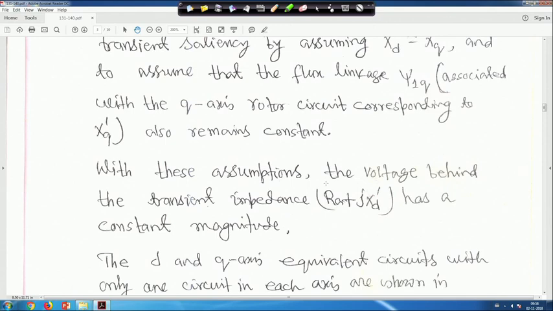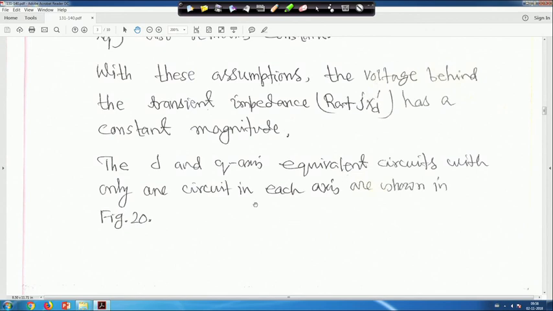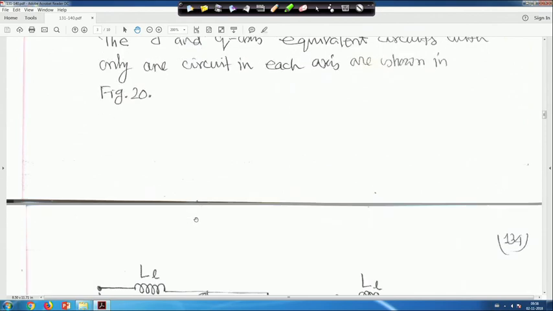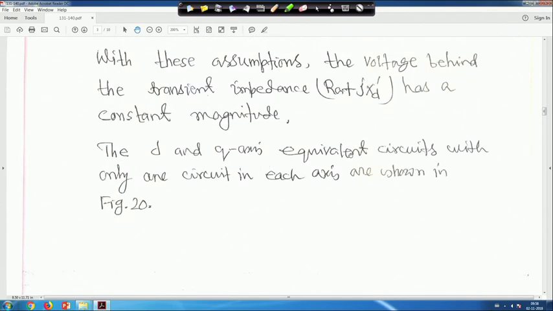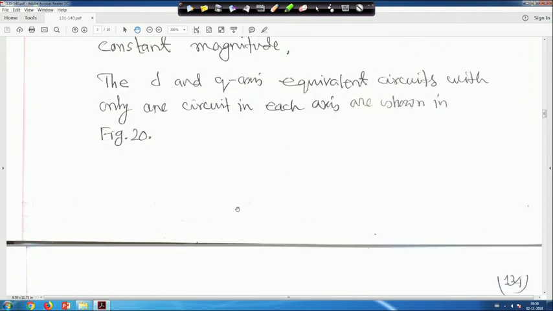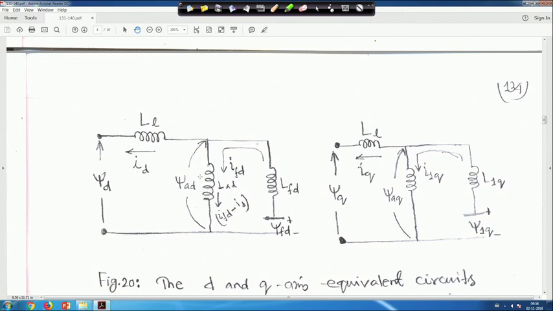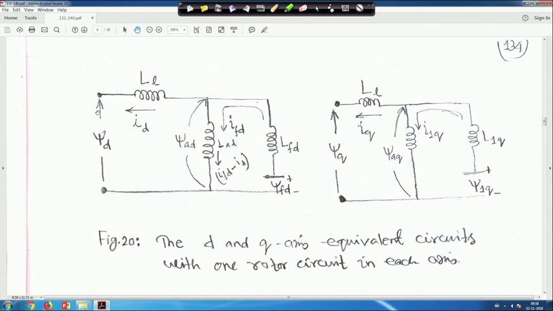Now, with these assumptions, the voltage behind the transient impedance, that is R_a plus j x_d dash, has a constant magnitude, right. The d and q axis equivalent circuits with only one circuit in each axis are shown in figure 20. This is actually analogous to a DC circuit. This is psi_d; wherever an arrow is shown it means positive, and no arrow means negative. This is psi_ad, and this is psi_fd, and the current through this is I_fd minus I_d, right, and this is psi_fd and this is L_fd. So, it is something analogous to a DC circuit.